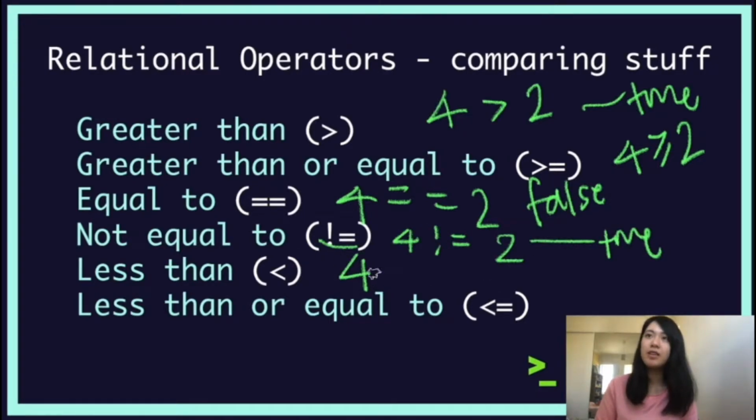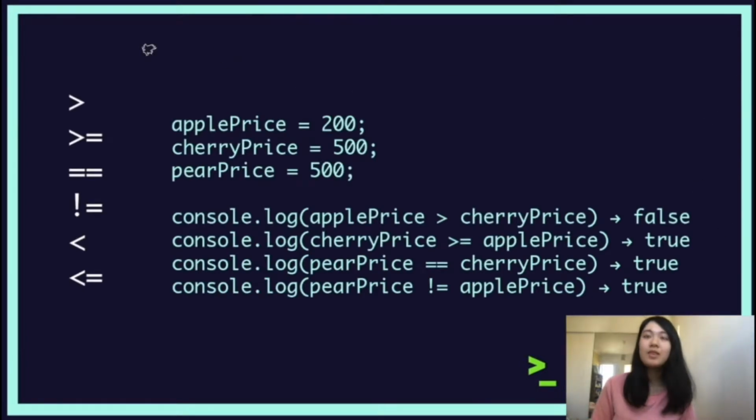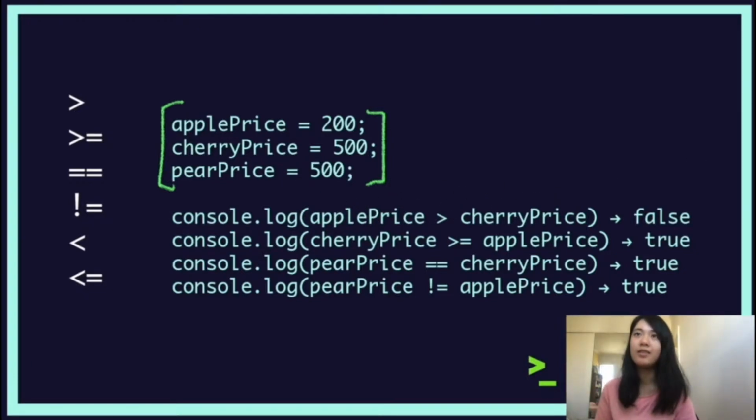So we have our greater than or equal to, not equal to, less than, and less than or equal to. And these compare a left-hand side and a right-hand side. So we have them on the left here, if you don't remember, and also on our cheat sheet. So in my example, I have the prices of my fruits at the very top. So you can see the apples cost a bit less than the cherries and the pears.